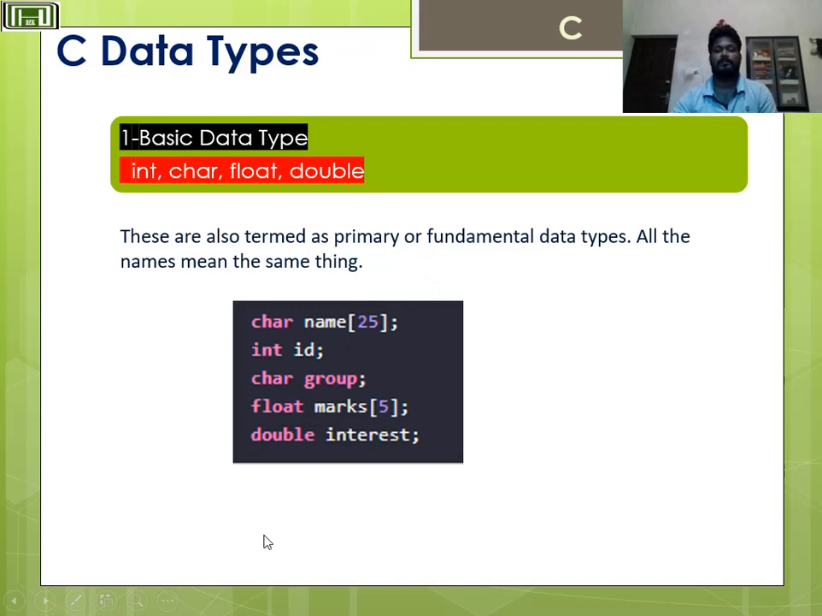Here we have some examples. Char name of 25: this is data type character, name with size 25. Then int id: this is integer data type for id. Char group: this is character data type for group. Then float marks: this is floating point data type. Then double interest: this is double data type. This is how you can declare data types for the preliminary data types: int, char, float and double.